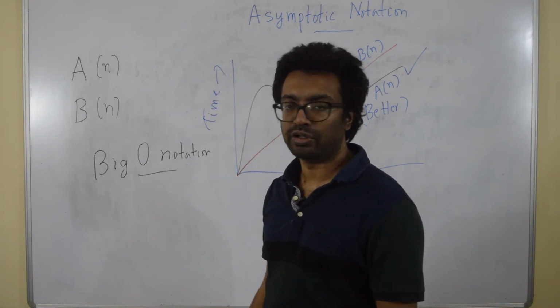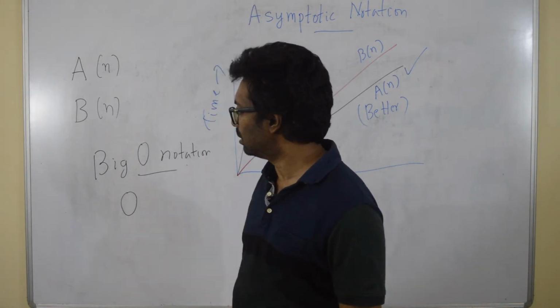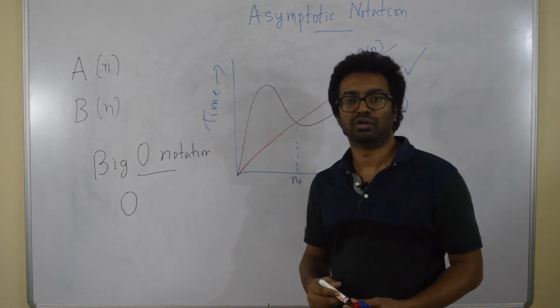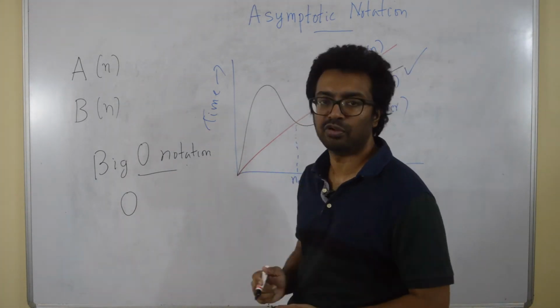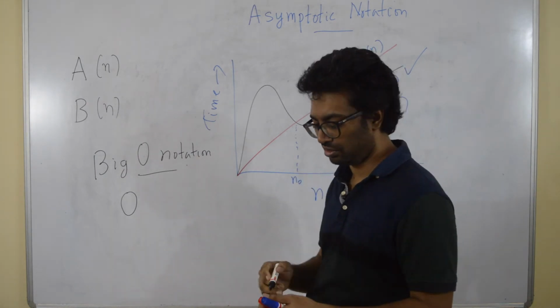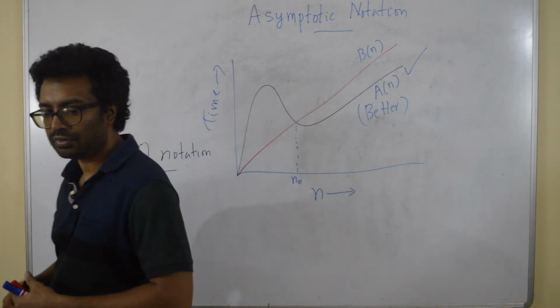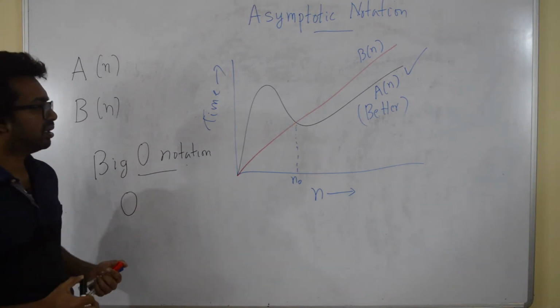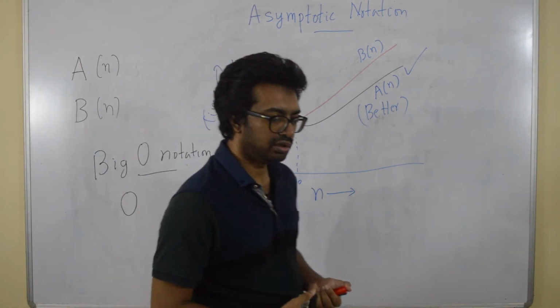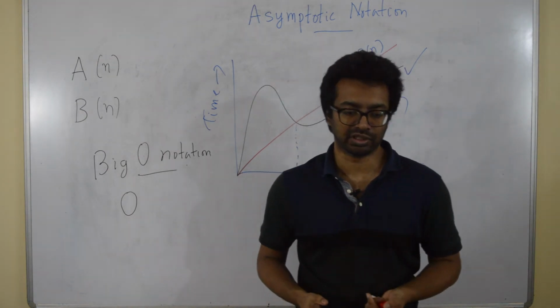It's written just like this, an O, and it's called the big O notation. And why is it big O? You will soon see a small o notation after some time. Let me explain this big O notation.